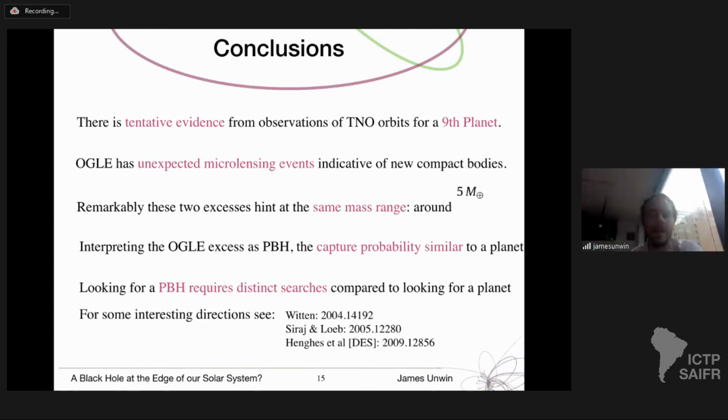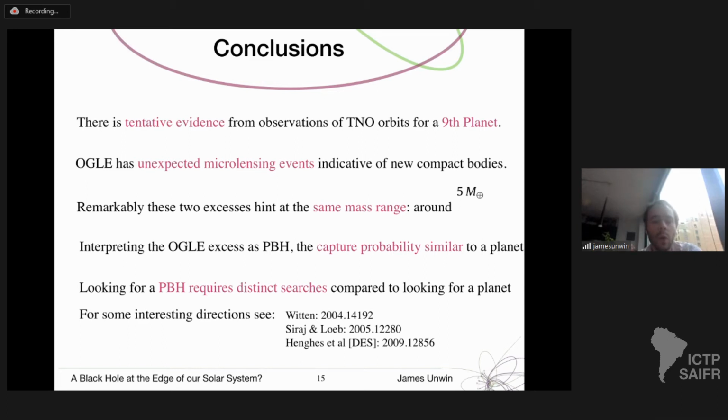The next thing I'll highlight is that these OGLE events, these unexpected microlensing events seen at OGLE, are also independently extremely interesting. I would say that these are still tentative, but if these panned out, then this would be something that could be of great interest to the community. It is quite remarkable that these two excesses hint at the same mass range, and this is what really drew us to write this paper and start thinking about this seriously. In particular, once we realized that the capture cross-section in this scenario was similar for both planets and black holes.